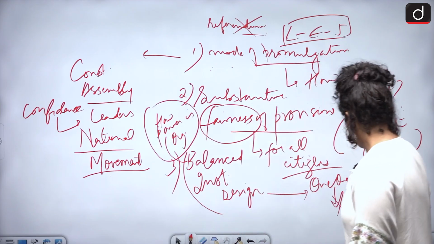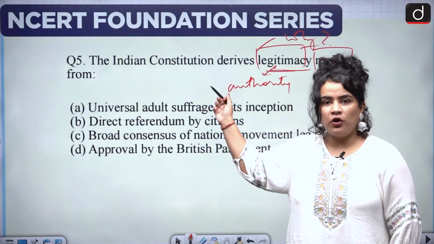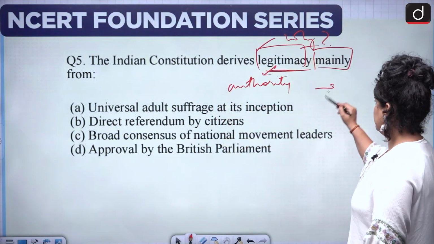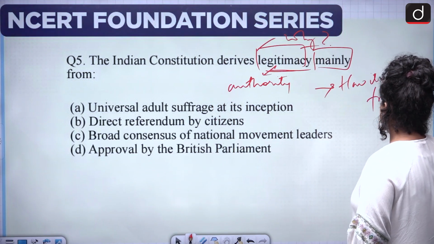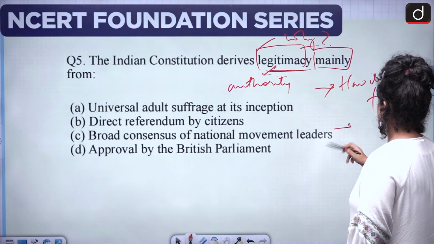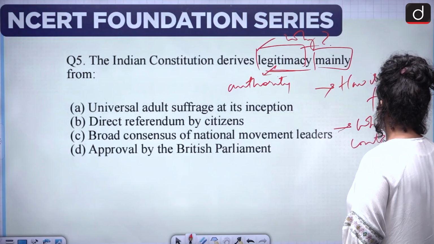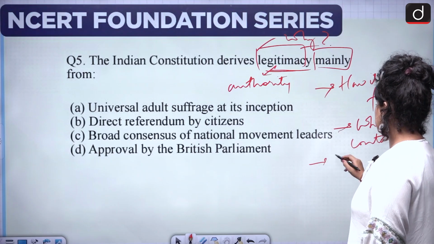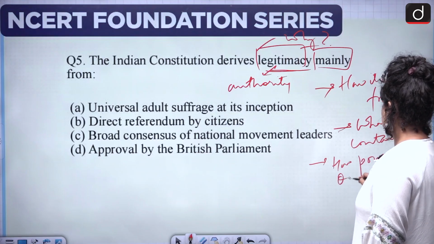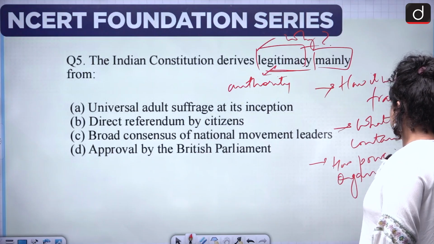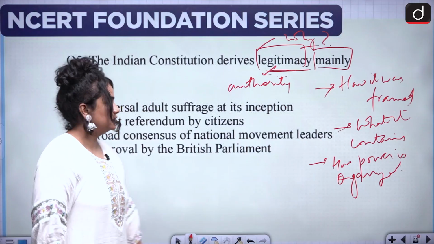So, if we go back to the question, what is the point of authority or point of legitimacy? A, how the Constitution was framed. B, what it contains. And C, how power is organized. Now let's take a look at the options and determine the answer. So we have these three factors over here.